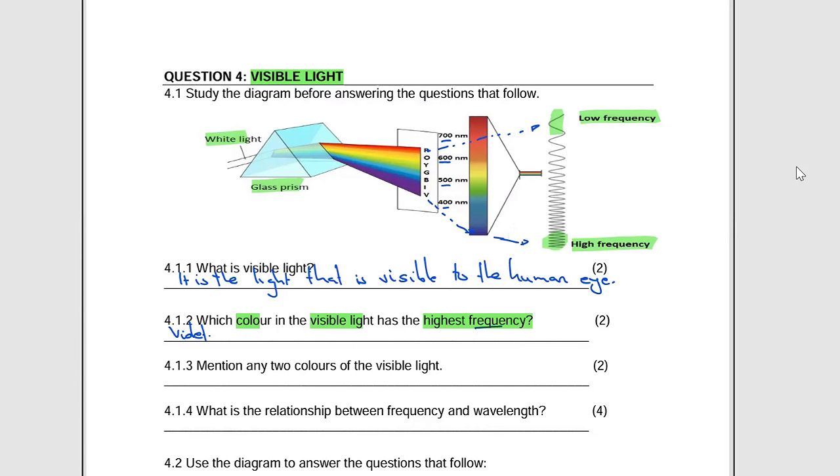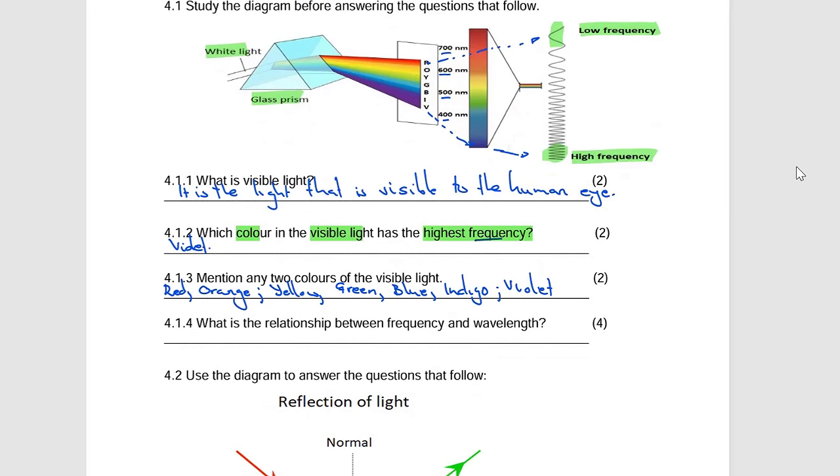Then moving on: mention any two colors of the visible light, right? So we have R for red. You can say red, then orange. You can pick any from these: red, orange, yellow, green in their order, then we've got blue, then indigo, and lastly we have violet. So you just pick two from there, right?